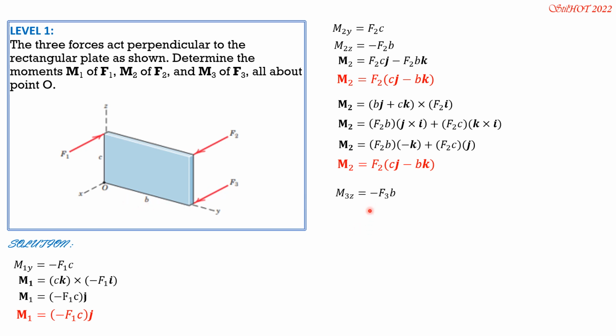And that's the only moment. So in vector form, because this is Z, it is negative F3B K. This should be the answer in red one.